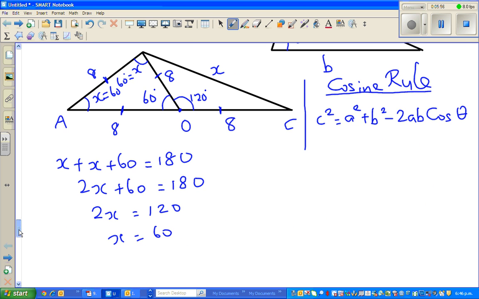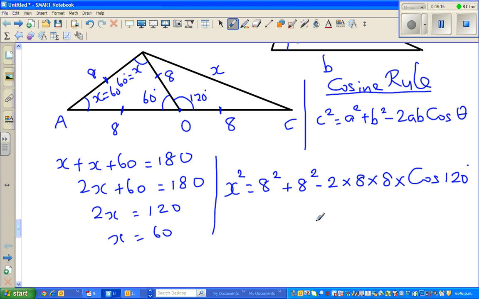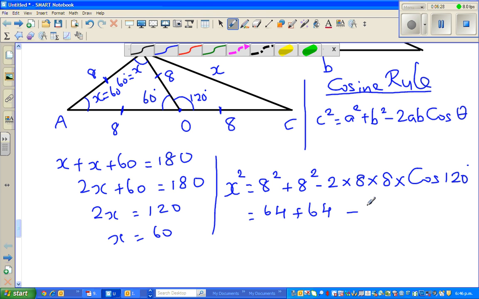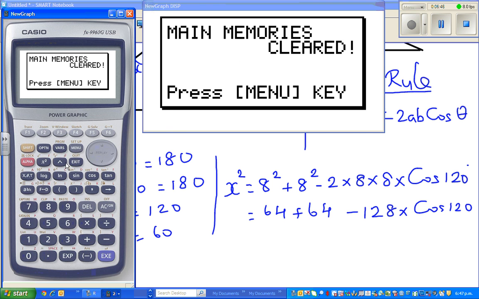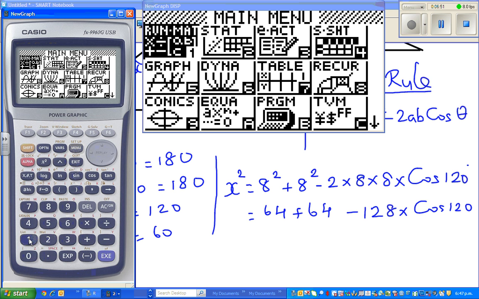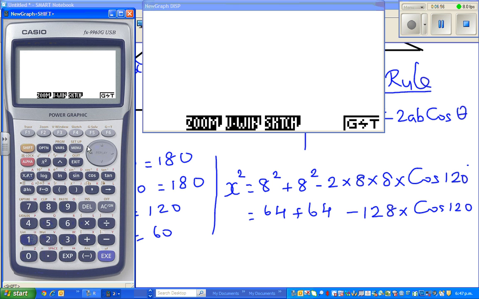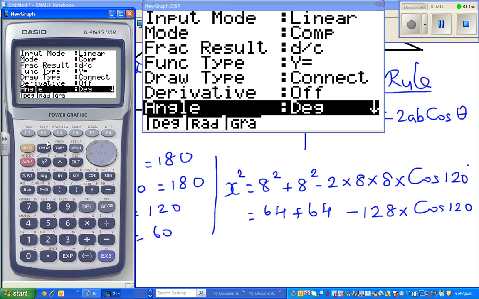Using the cosine rule, I'm going to write it here. Can I say x squared is equal to 8 squared plus 8 squared minus 2 times 8 times 8 times cos 120 degrees? So this is 64 plus 64 minus 64 times 2, which is 128, times cos 120. If you know cos 120, it is negative half. But let us use the calculator, so you don't need to know too many things. My setting is always on radian, so I want to change this into degrees first, so that I'm sure I'm working in degrees.